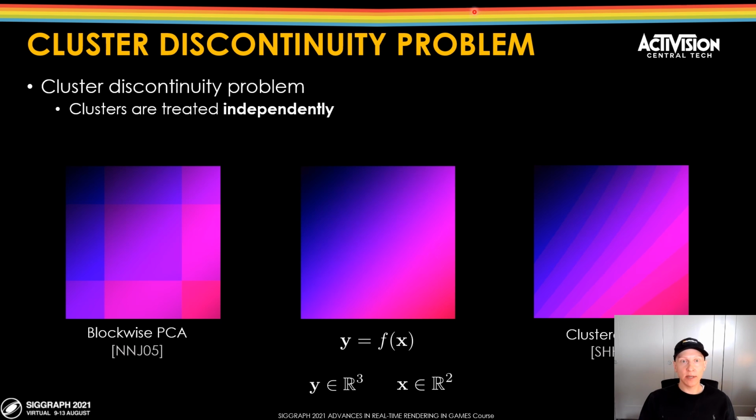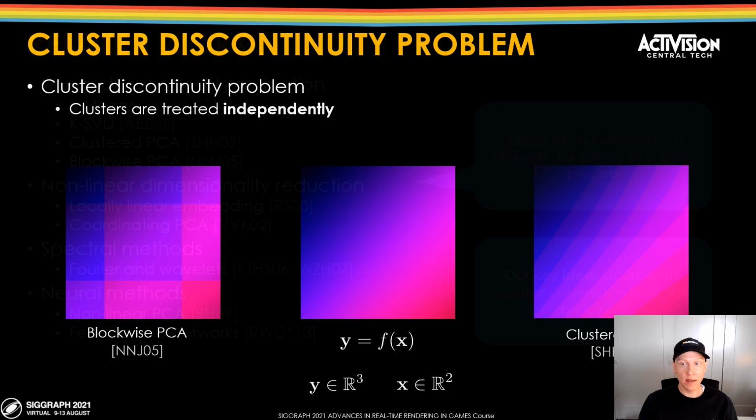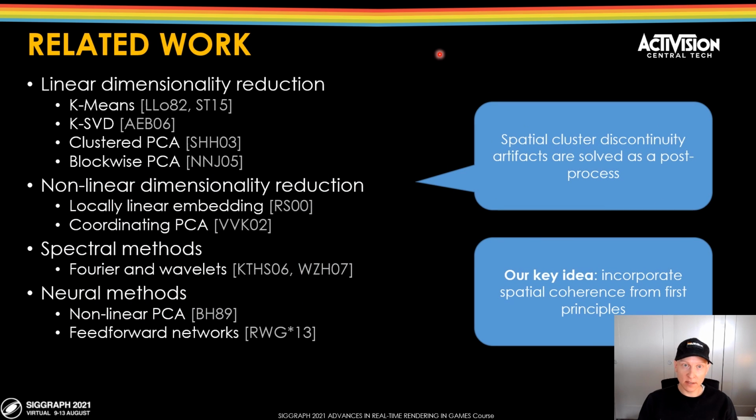And the main issue here is that in both of these methods, the clusters are independent. So the reconstruction model tries to obtain this image, but it's unable to do so because the clusters are not cooperating or communicating with each other. And this cluster discontinuity problem is not unique to the linear dimensionality reduction methods. In fact, it turns out that this is a fundamental issue in a wide range of related methods.